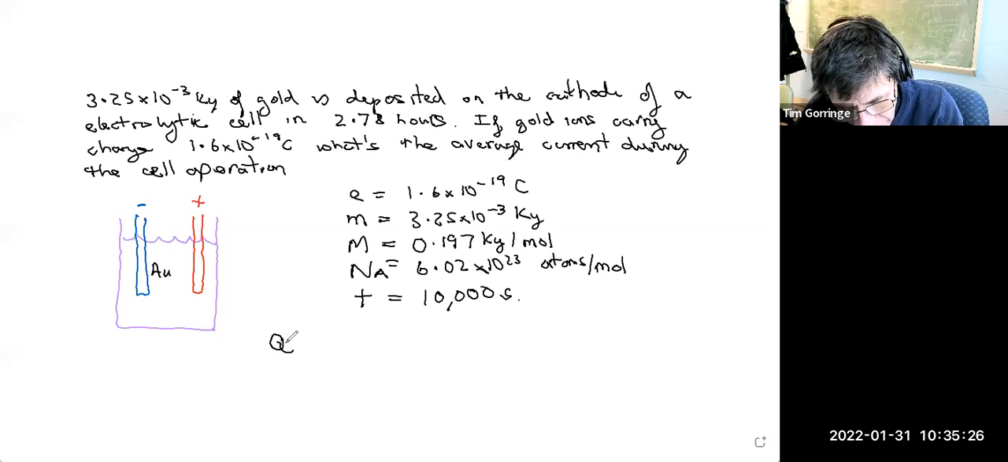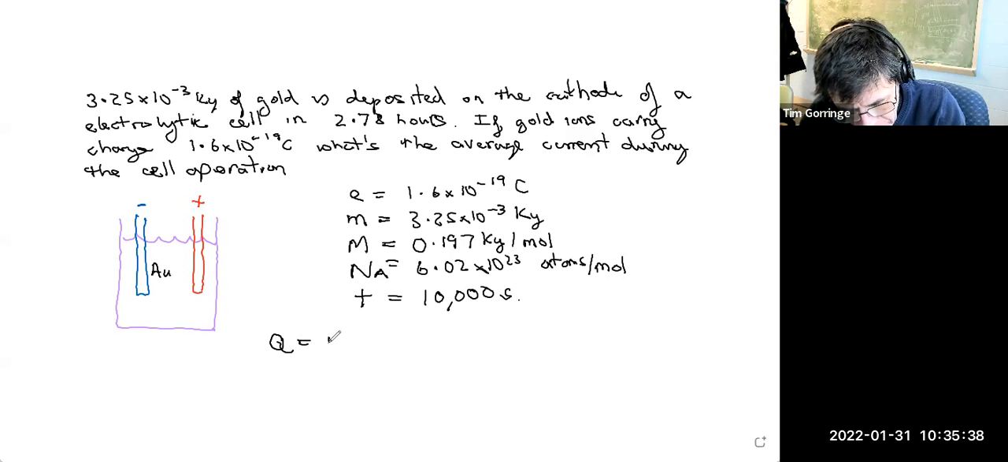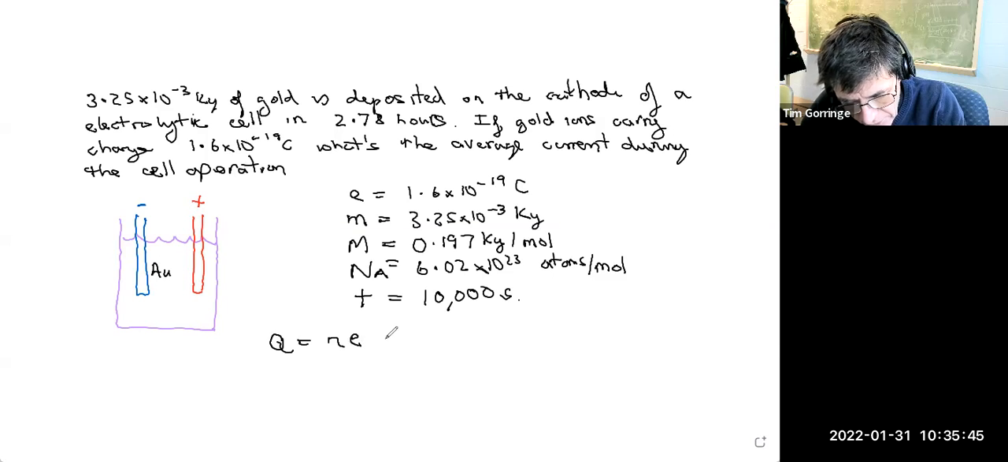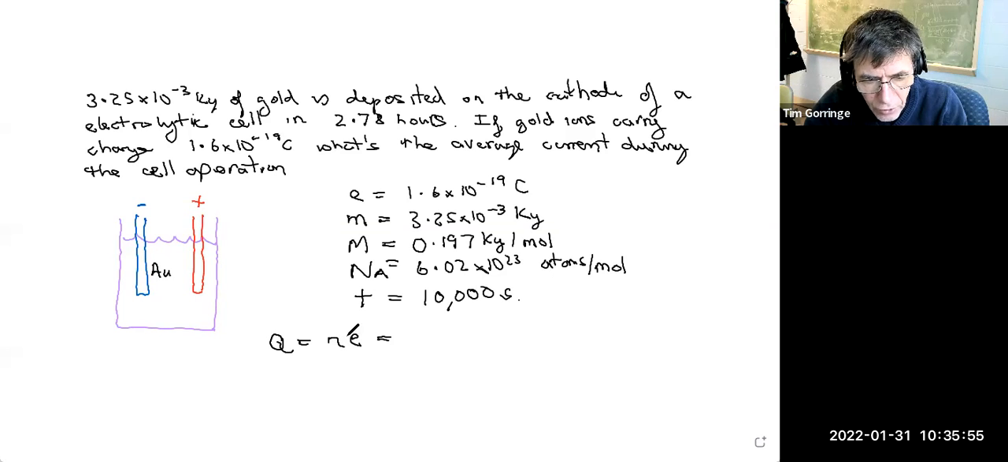I'm just going to call that Q. And the amount of charge that flowed when the gold ions were deposited on the cathode is the number of gold ions, I'm just going to call that lowercase n, times the charge that each gold ion has. Well, I know the electronic charge of the gold ions, but I don't immediately know the number of gold ions. And so let's write down what that will be.